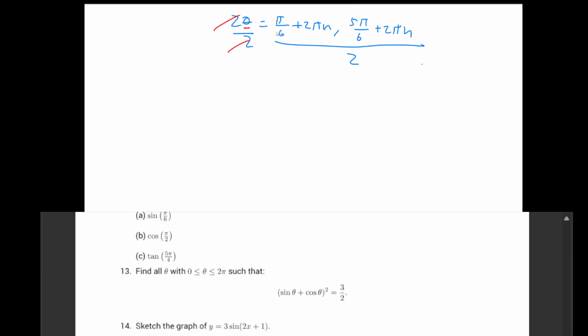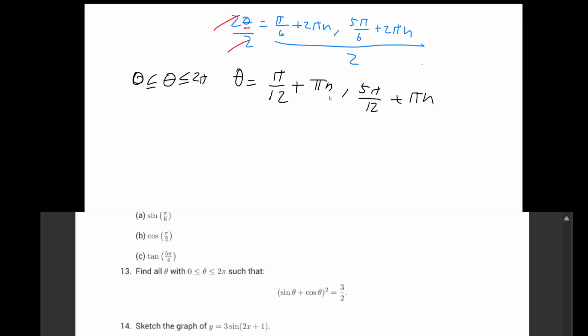So then we'll get theta equals pi by 12 plus pi n, and 5 pi by 12 plus pi n. So remember our interval here. Theta is greater than 0 and less than 2 pi. The interval itself doesn't change.